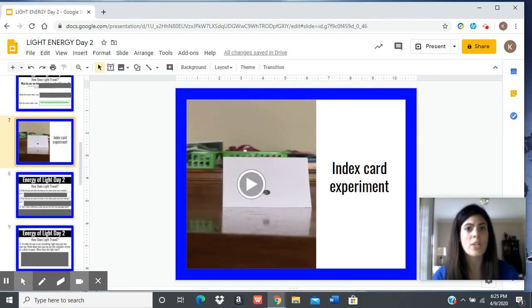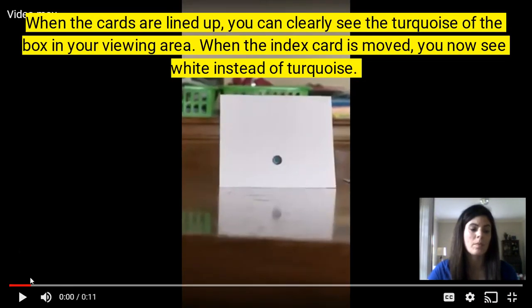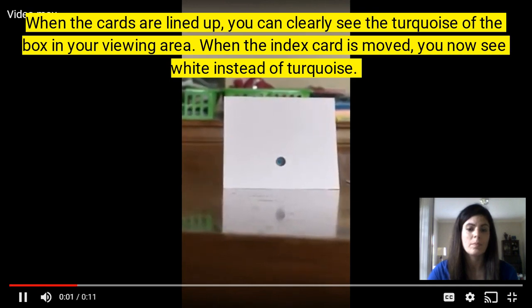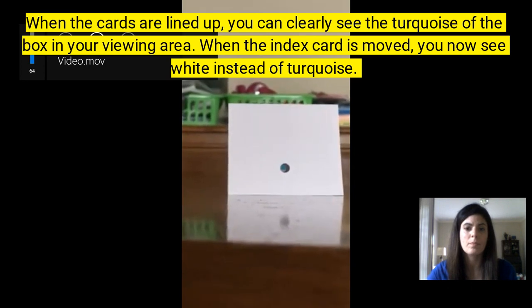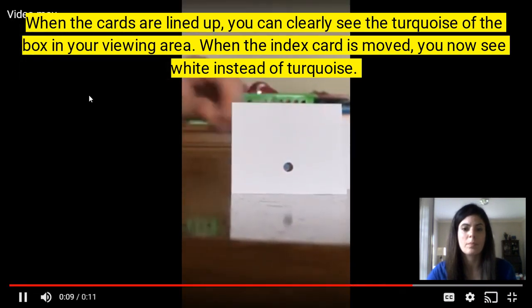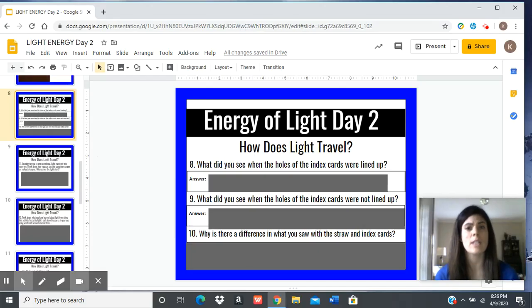The third part of yesterday's assignment was the index card experiment. Here is a video of me performing this experiment. The last part of yesterday's assignment was answering several questions based on what you observed while working with the flashlight and the pencil, the flexible straw, and the index cards.